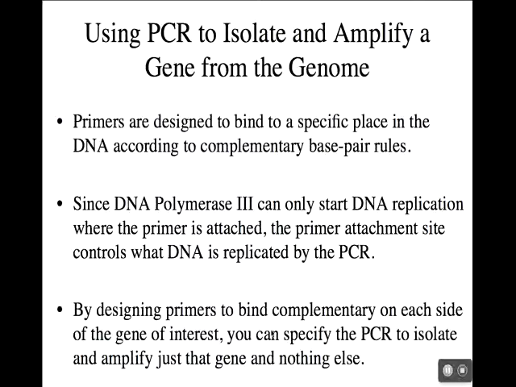Since DNA polymerase III can only start replication where the primer is attached, the primer attachment site controls what DNA is being replicated by the PCR. So wherever those primers are is where DNA polymerase III is going to start. So if you want to copy just one gene out of the entire genome or chromosome or whatever it may be, you can design your primers to bind complementary on each side of your gene of interest, whatever you want to copy, and that will specify the PCR to isolate and amplify just that gene and nothing else. Let's look at an example.